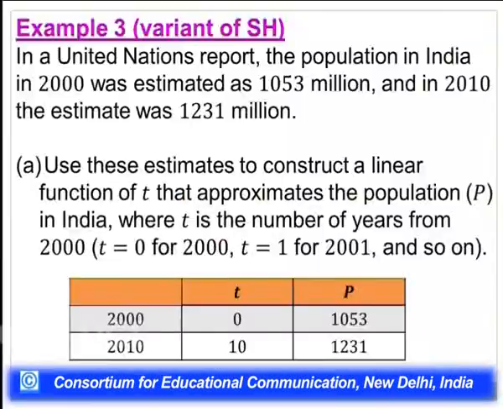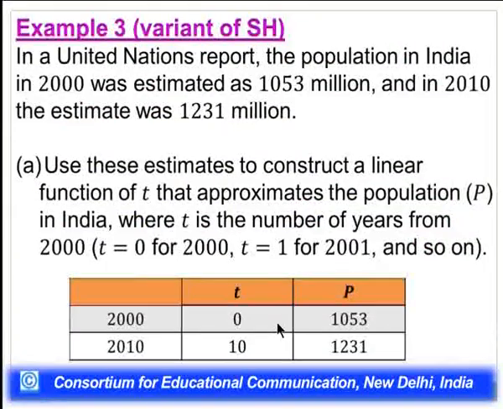So we have this United Nations report which gives us estimates for the population. In the year 2000, the population in India was estimated as 1053 million. And in 2010, the estimate was 1231 million. So the question is, can we construct some sort of a formula that we can use to make projections, or see what the population might have been in some other year just on the basis of this information? Can we construct a linear function?